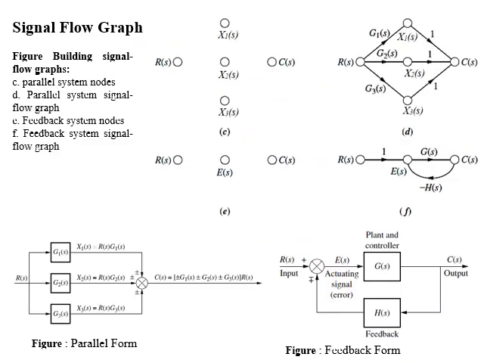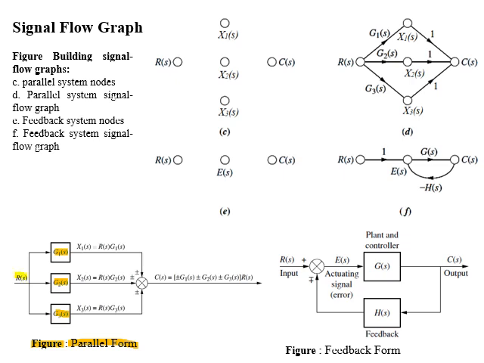Dear students, now we will study how to make signal flow graph representation for parallel and feedback form. Starting from parallel, if you look at the block diagram form, in this we have three systems G1 of S, G2 of S and G3 of S connected to a common input R of S.